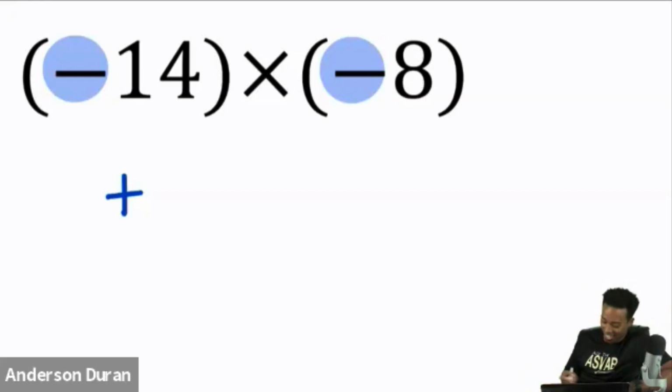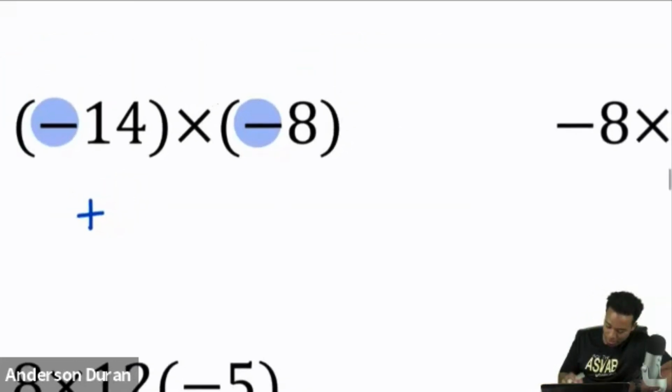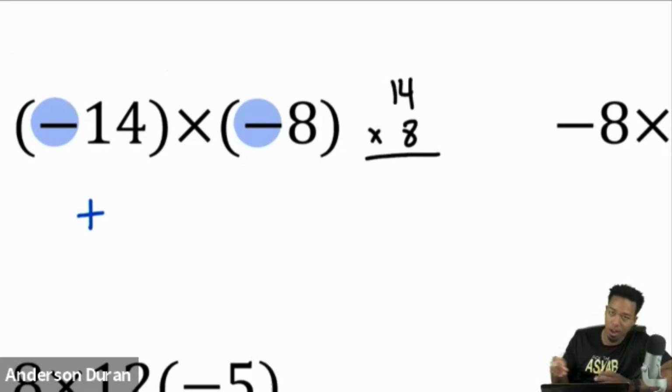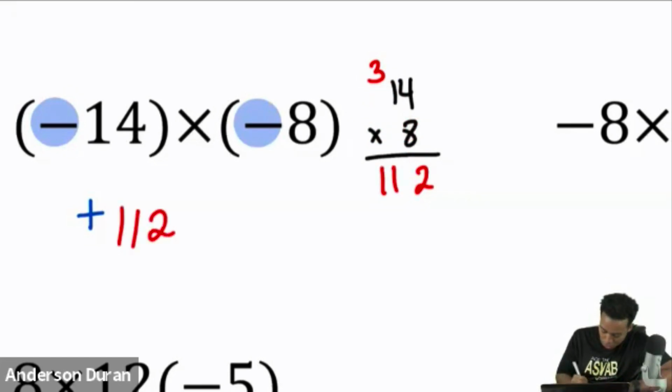So here's the thing. I'm going to do it for you like this, the boring, straightforward way. So 4 times 8, that's going to give us 32. Carry the 3. 1 times 8 will give us 8. 8 plus 3 gives us 11. So the answer is going to be positive 112.